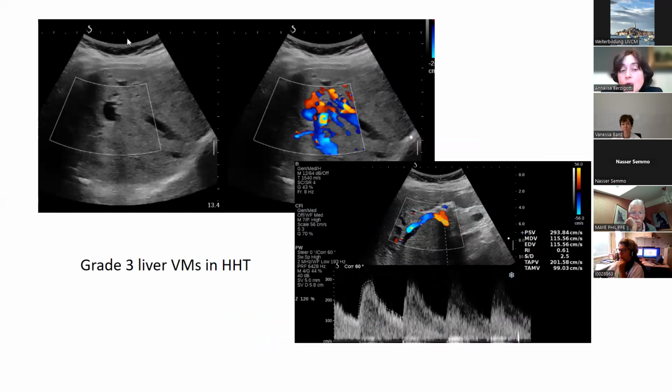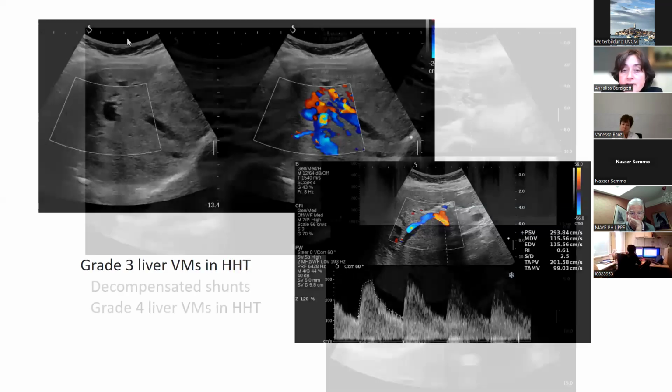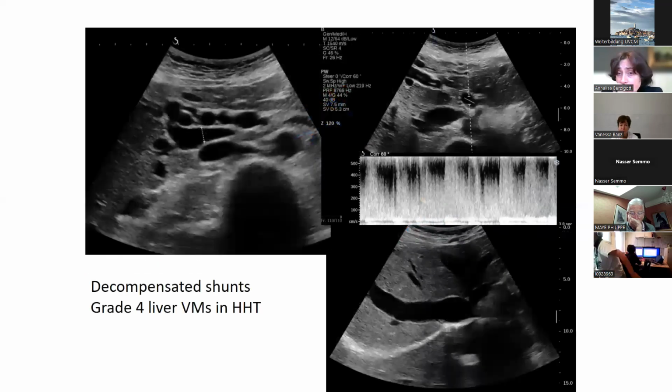You see here a grade 3 liver vascular malformation in HHT with very high velocity of the hepatic artery, 3 meters per second, and clear shunts between all the vessels in the liver, a lot of vessels. And this is a so-called grade 4 or decompensated shunts in HHT, where you can already see signs of a large dilatation of the hepatic veins as a consequence of heart congestion.